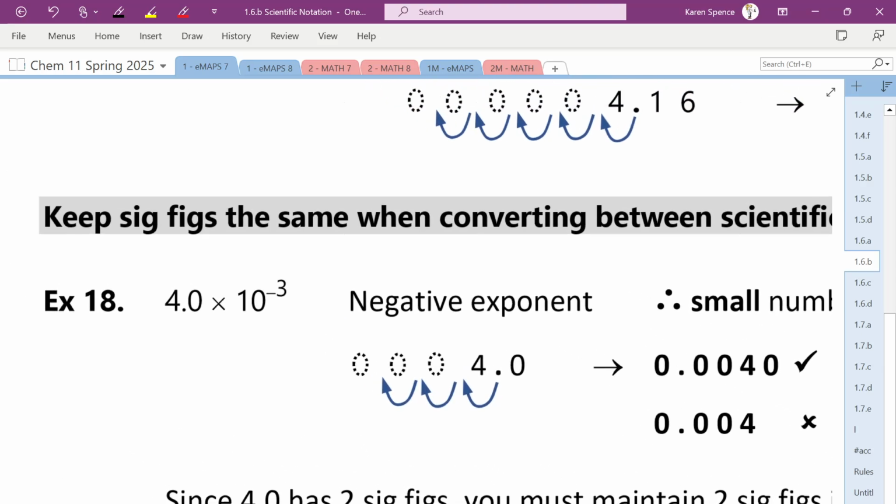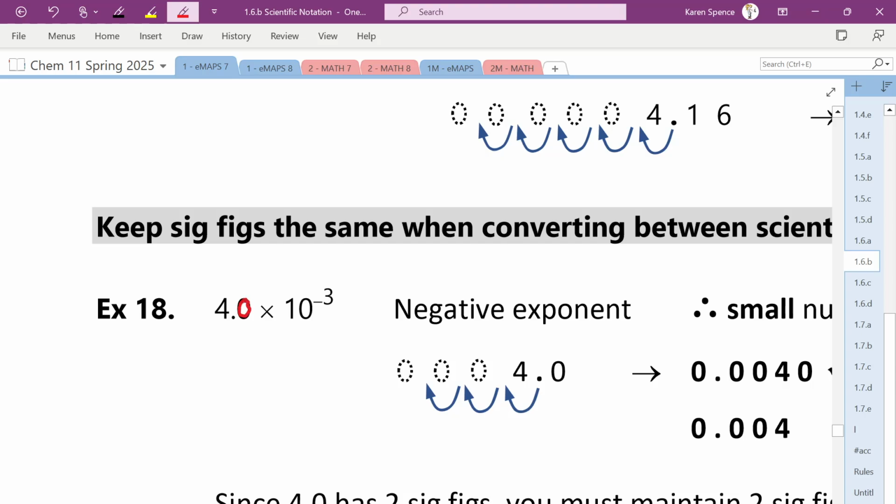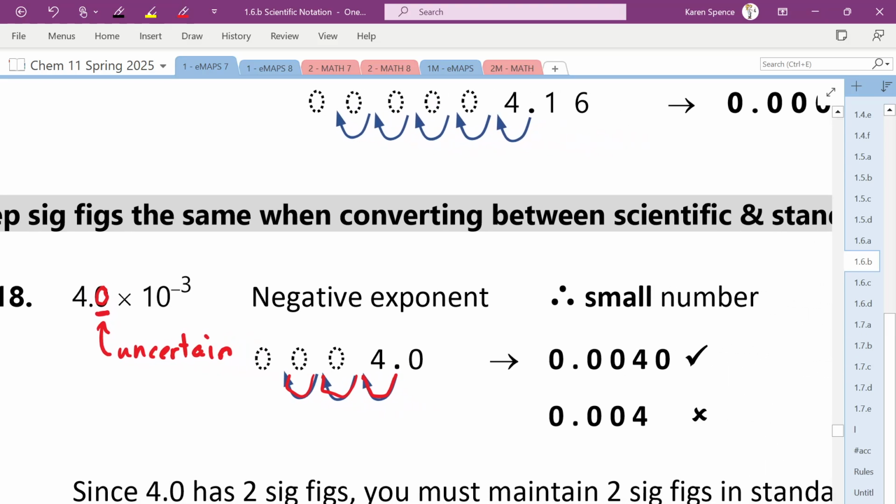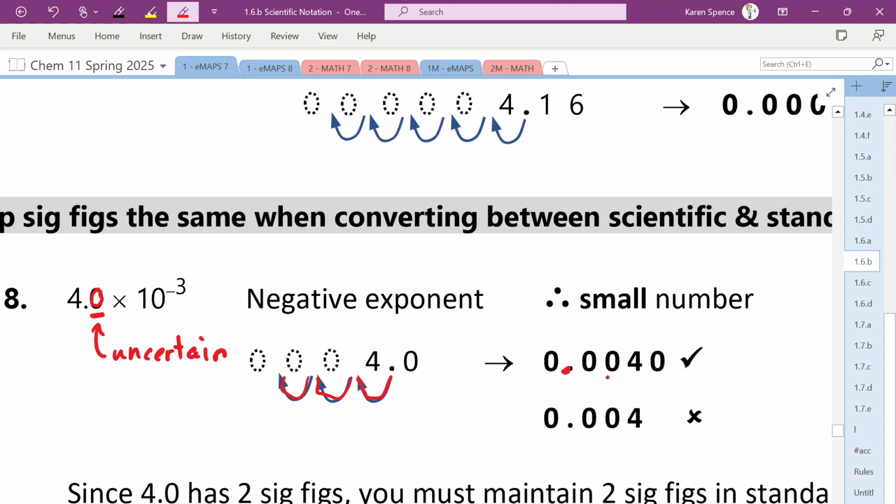Same thing. Keep your sig figs. So if you have a 0 here, this is your uncertain digit. And so what we need to do is we need to say that that digit is still uncertain. So when we move our decimal place 1, 2, 3, we end up with 0.004. We need to keep that 0 as our uncertain digit. Right? We've got 2 sig figs here. And we have 2 sig figs here.